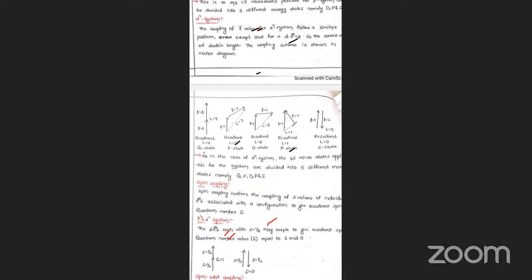In the fifth diagram, one is vertical above the plane, one is vertical below the plane. That means what?